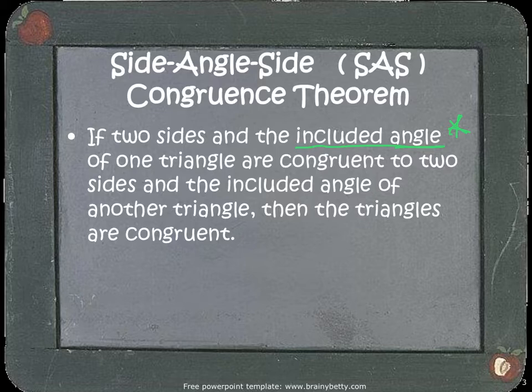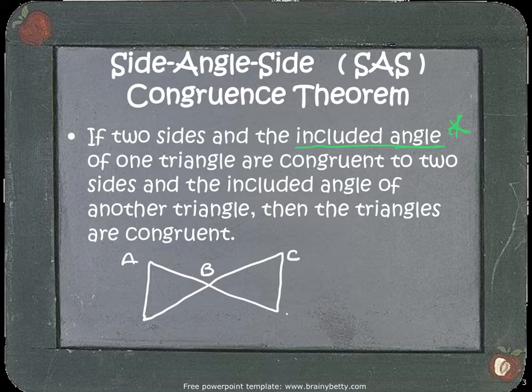And I'm going to draw an example. I'm going to draw that bow tie looking thing again. I'm going to draw it down here. So if I draw my 2 triangles, I'm going to add letters A, B, C, D, and E.